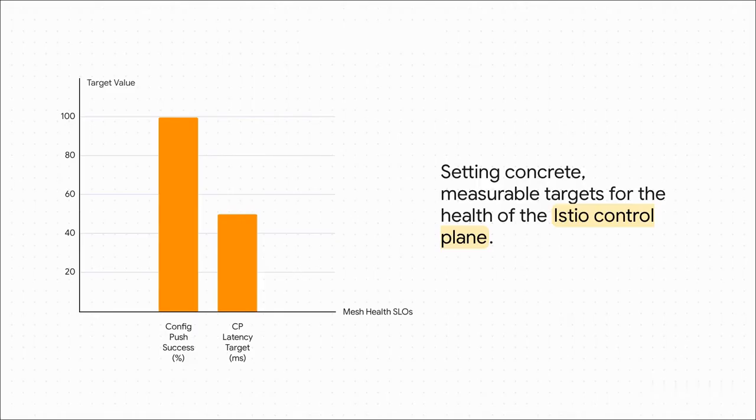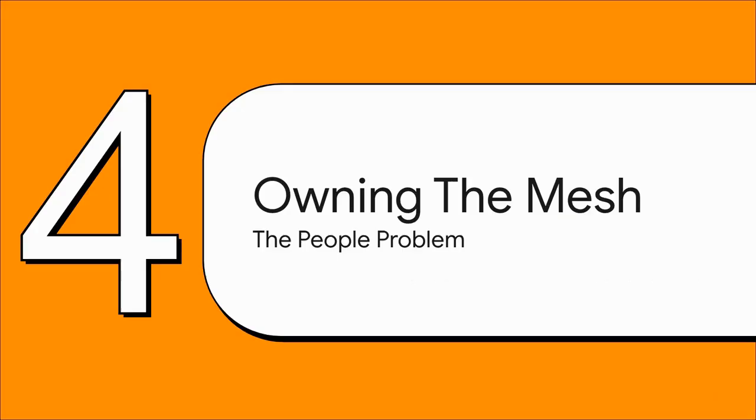For instance, is the Istio control plane successfully pushing its configuration out to all the little sidecar proxies at least 99.9% of the time? And is the latency for those pushes staying under 50 milliseconds? By watching these specific SLOs in their staging environment during an upgrade, they could finally spot those subtle breaking changes long before they ever had a chance to touch a real user. Game changer.